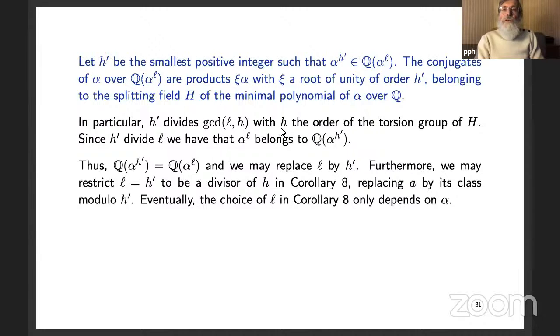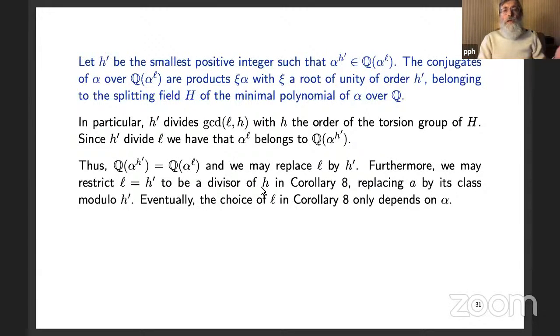H is always the order of the torsion group of H. And furthermore, since H prime divides L, we have that alpha to the L belongs to Q(alpha^H prime). So this shows that Q(alpha^H prime), because we have one inclusion here and the other here, is equal to Q(alpha^L). And so we may replace L by H prime, H prime being a divisor of H.